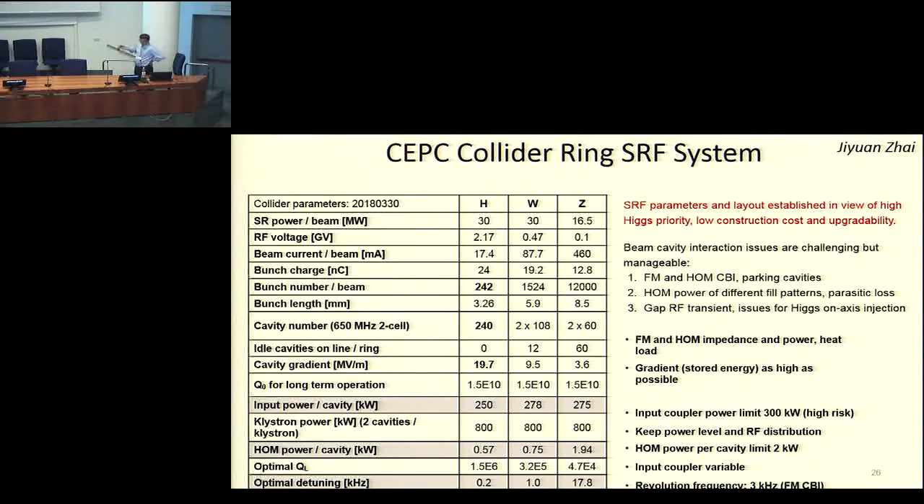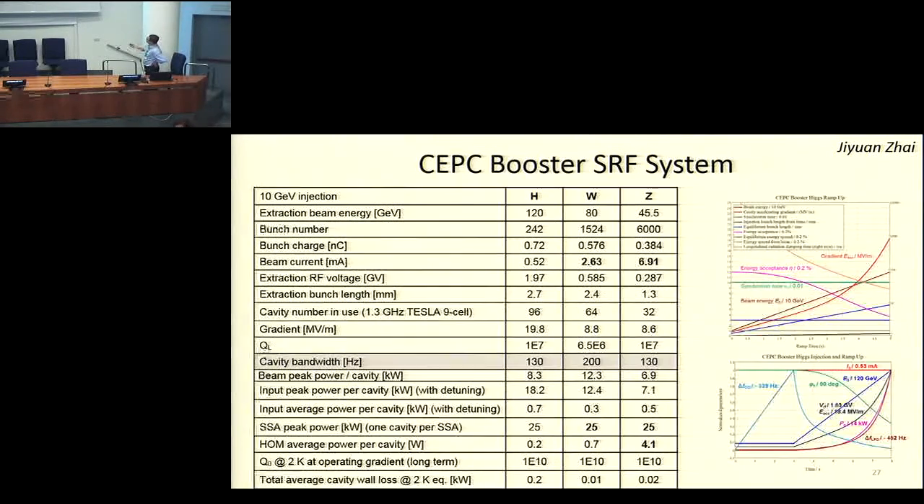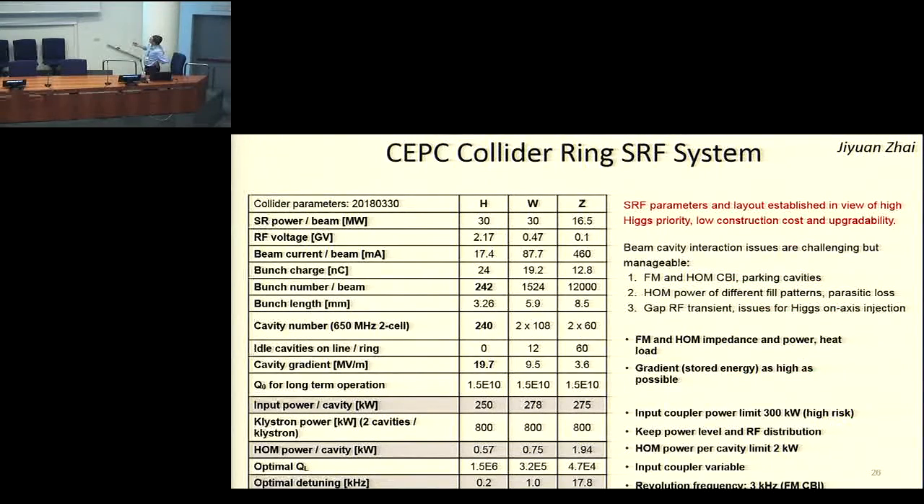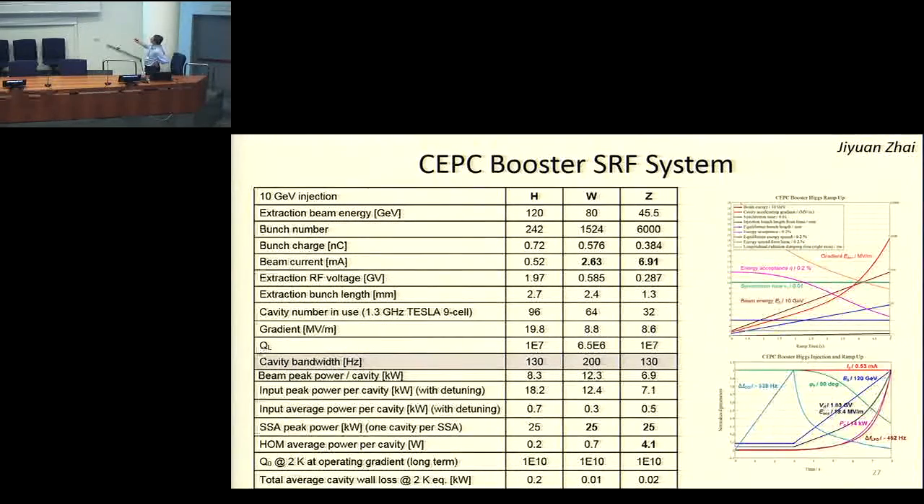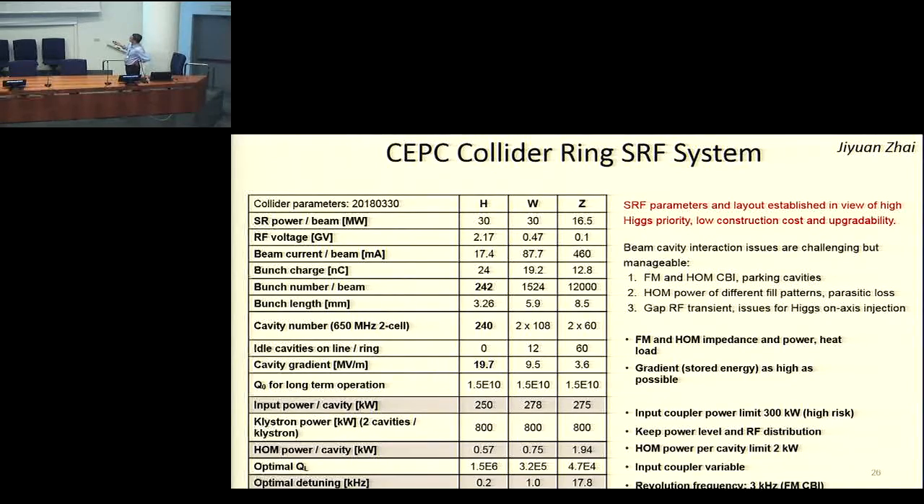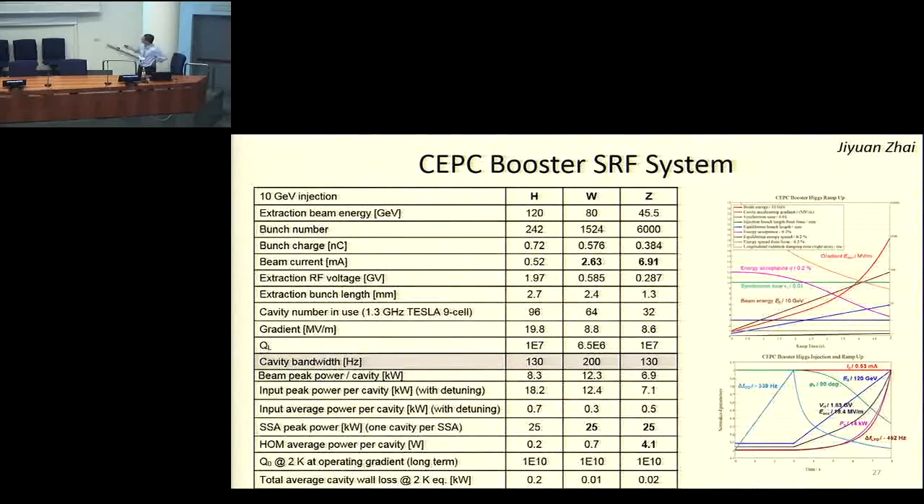Jiwenzai has presented the CPC collider ring SRF systems. The SRF parameters and layout were established with a view to high Higgs priority, low construction cost, and upgradability. So this is the collider ring SRF system parameters. And this is the booster SRF system. The booster is using 1.3 gigahertz as its frequency. Its main ring is 650 megahertz as the frequency.